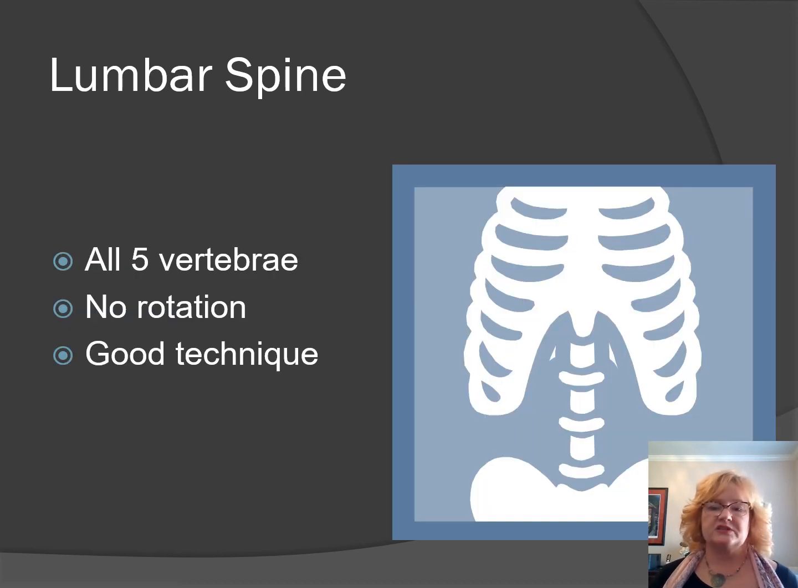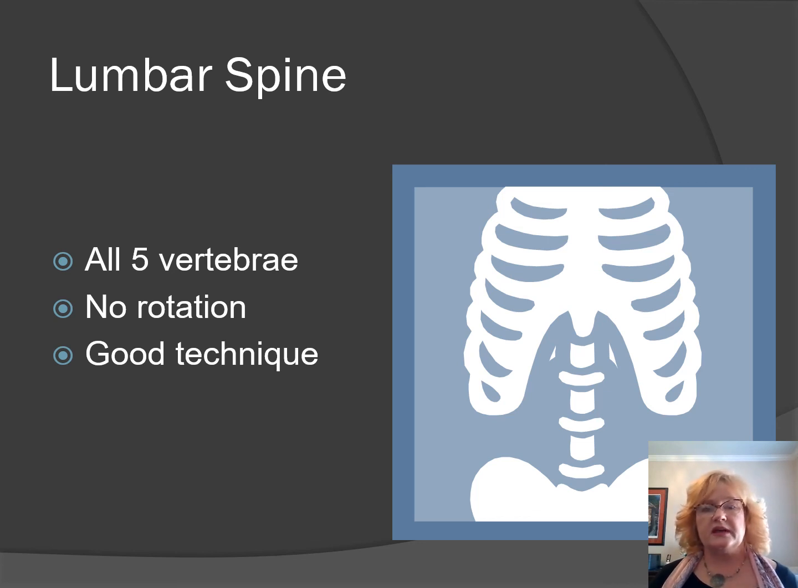Next, we have the lumbar spine, and the lumbar spine is in the abdomen, and so for this, we want to see all 5 lumbar vertebrae. We want no rotation on the AP or the lateral, and we want to make sure that we have good technique. Remember that when we were looking at the abdomen, we were looking more at the soft tissue, so we wanted to be able to see all those shades of gray.